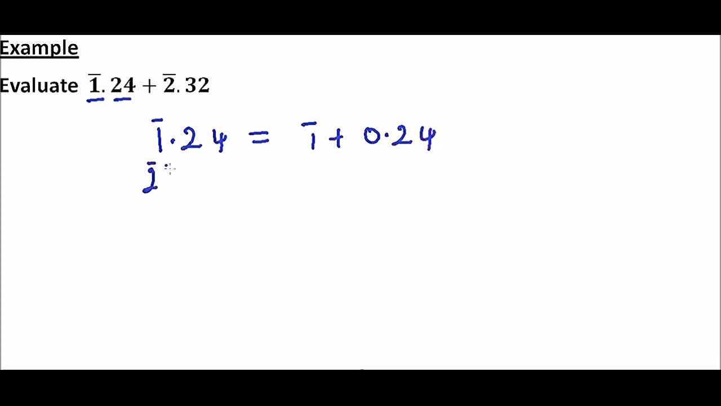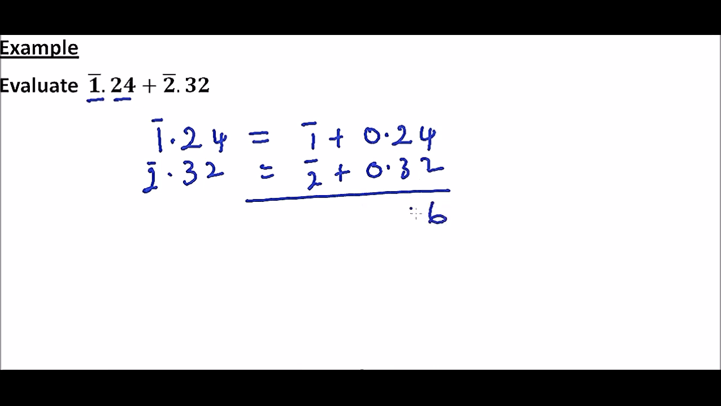Then we have bar 2.32 is equal to bar 2 plus 0.32. So we now add, so this will be 6, 5, and then we have 0.0. So bar 1 plus bar 2, you get bar 3. So this is equal to bar 3.56. So that's how you work out that.